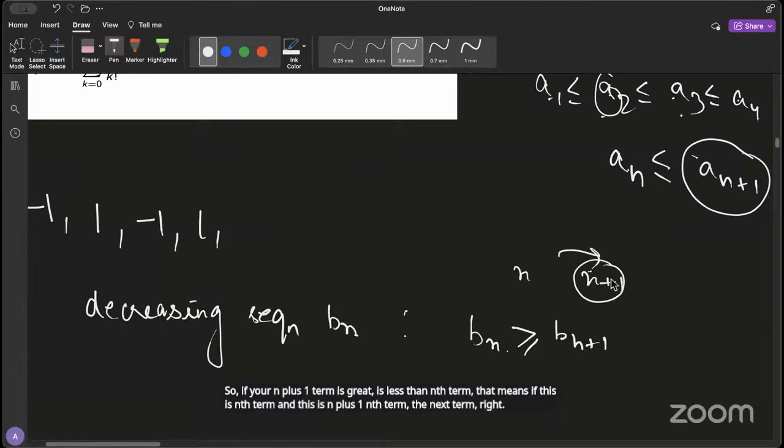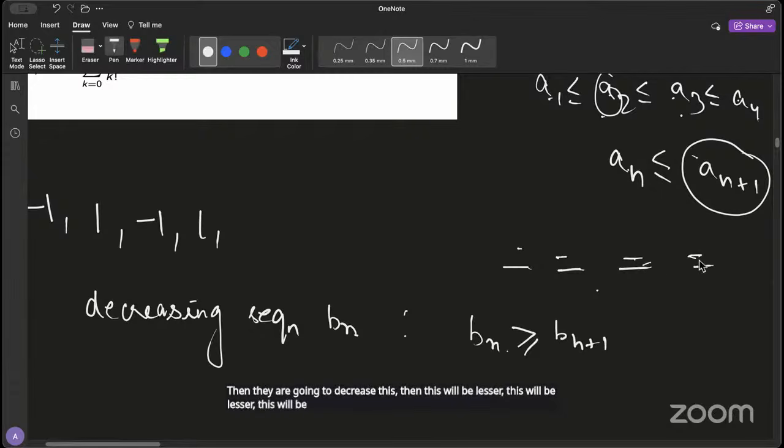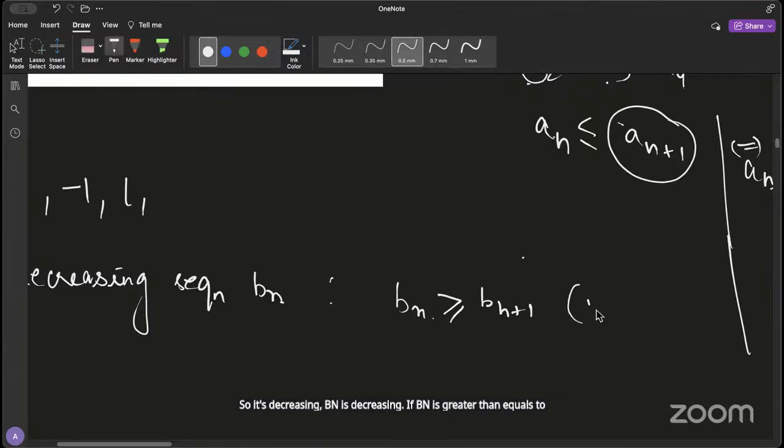Then this (n+1)th term should be less than the last term. Similarly, this term should be less than the last term. This term should be less than this one. That's your decreasing sequence. That means each time either your terms decrease, if these are your terms, then this will be lesser, this will be lesser, this will be lesser, or they'll be equal. That's it. So b_n is decreasing if b_n is greater than or equal to b_(n+1) for all n belonging to natural numbers.